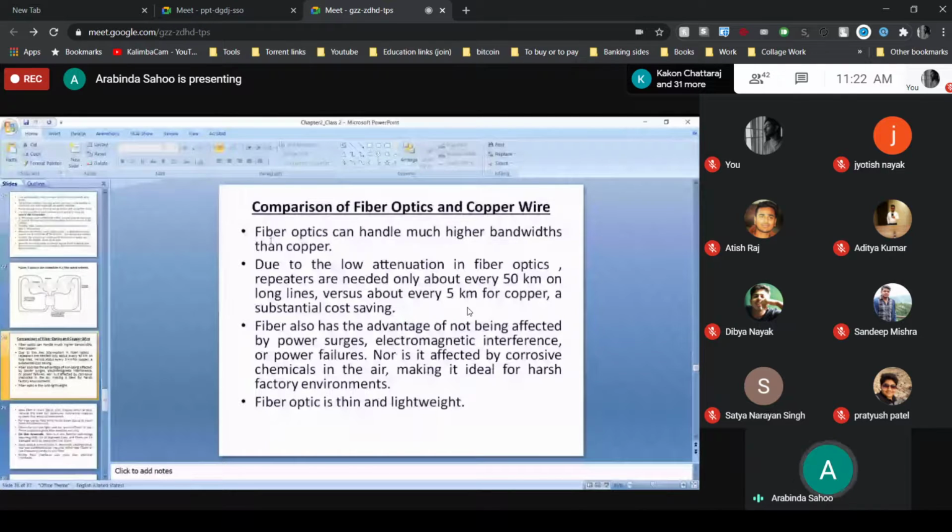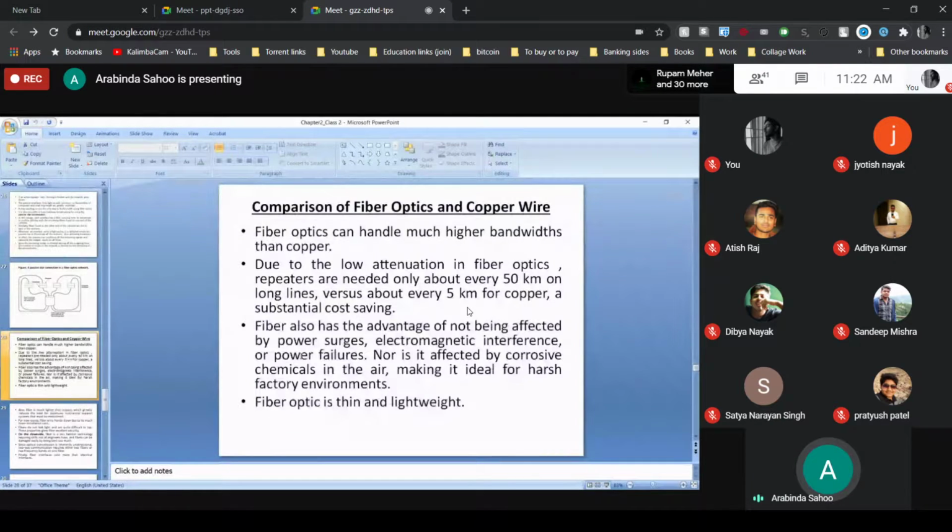Number three advantage, write down: fiber also has the advantage of not being affected by power surges, electromagnetic interference, or power failure, nor is it affected by corrosive chemicals in the air, making it ideal for harsh factory environments. So this is another advantage associated with fiber as compared to your copper wire. It is not affected by power surges, electromagnetic interference, or power failure, nor by any chemical reaction.